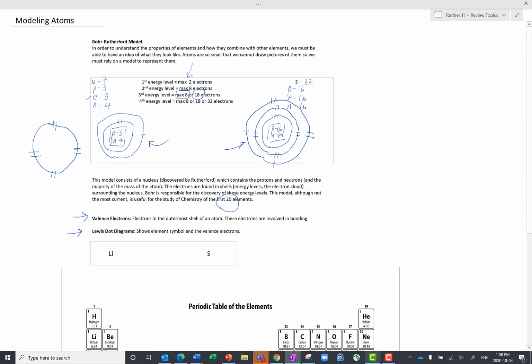electrons are lost and gained. So we can lose electrons from our valence shell. We can also add electrons to the valence shell. So we want to be able to focus on those valence electrons. And so this is what a Lewis dot diagram does. It just shows us the element symbol and the valence electrons.